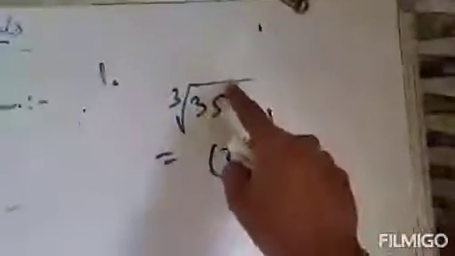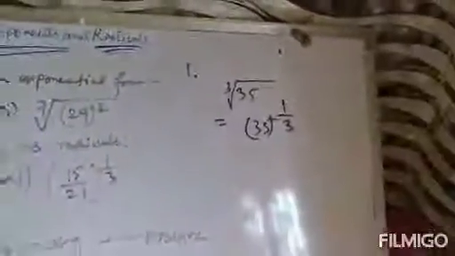Clear? So you can easily convert this radical form to exponential form. So this will be the answer. Just erase this 1, because if there is no number, just consider it as 1. So 35 to the power 1 by 3 will be your answer, that is the exponential form. Clear? This was question number 1.